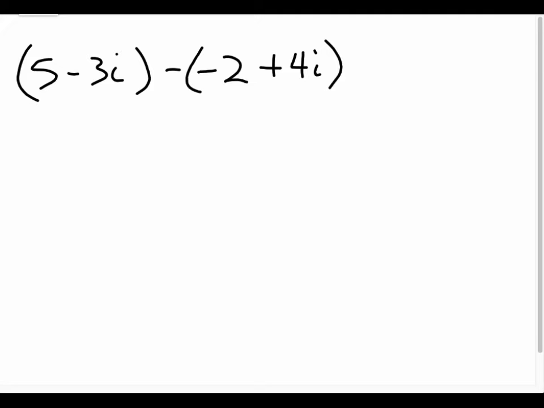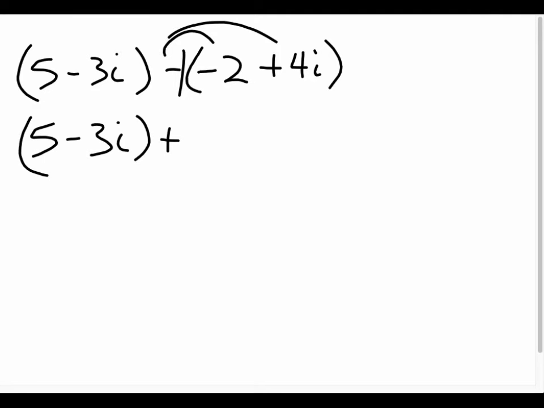Okay? So again, to add these up, I'm going to do the real components plus the other stuff. But before I do that, I'm going to treat this like negative 1, and I'm going to push this through the parentheses. So I've got 5 minus 3i plus, what's negative 1 times 2? Negative 2? It's positive 2. And then what's negative 1 times 4i? Minus 4i.